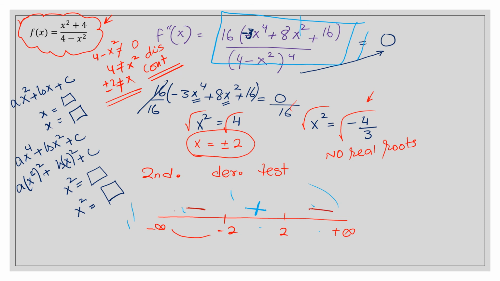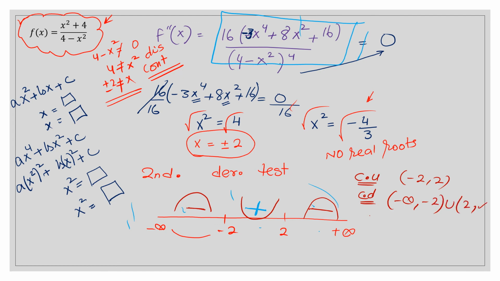So negative means concave down and positive means concave up. So now here, write down the intervals of concavity. So concave up is from negative 2 till 2 and concave down is from negative infinity to negative 2 union 2 till infinity. So this is the way how we find the intervals of concavity and the inflection point.